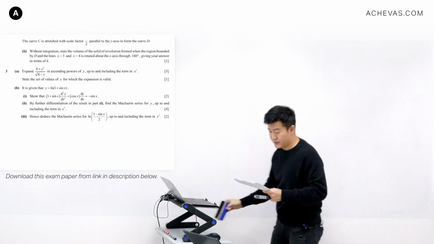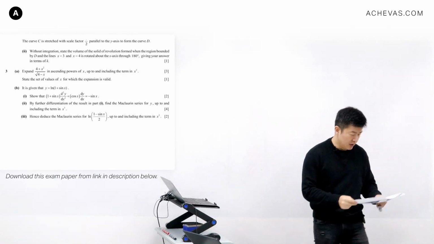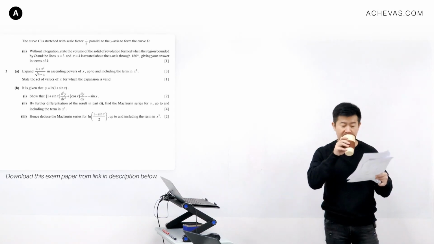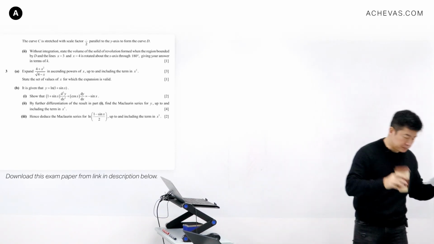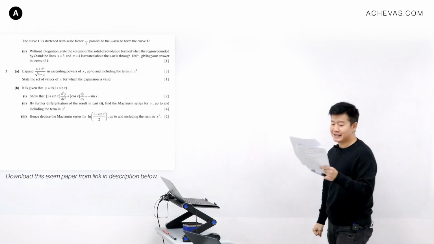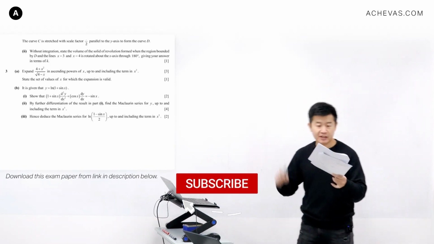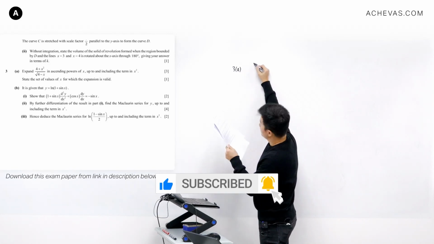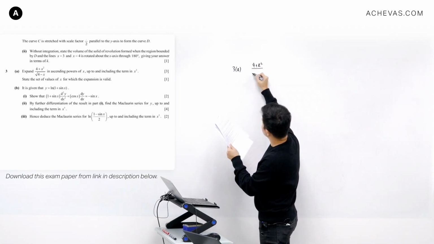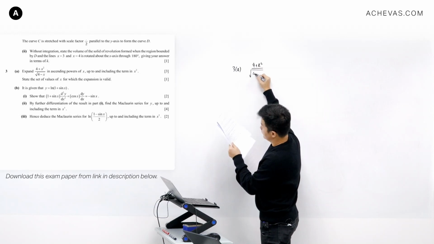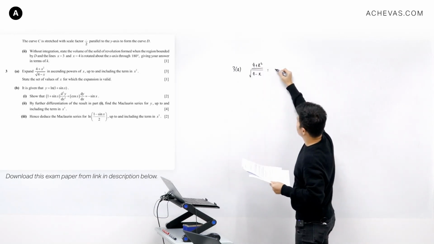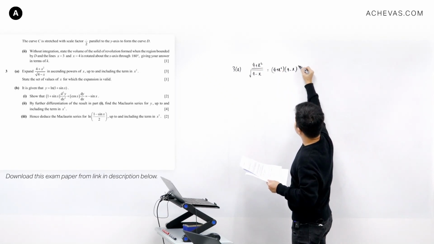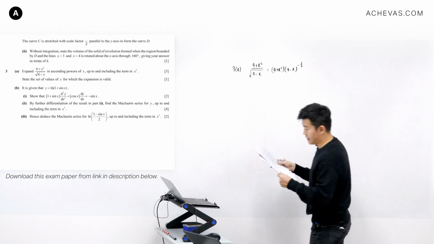This is a Maclaurin's question. So for question number 3, we are given 4 plus x squared divided by square root of 4 minus x. We are supposed to expand this in ascending powers of x. Not too tough. Question 3a: 4 plus x squared divided by square root of 4 minus x. I can rewrite this as 4 plus x squared times 4 minus x to the power of minus half.